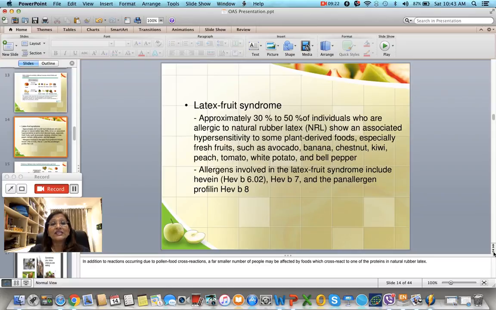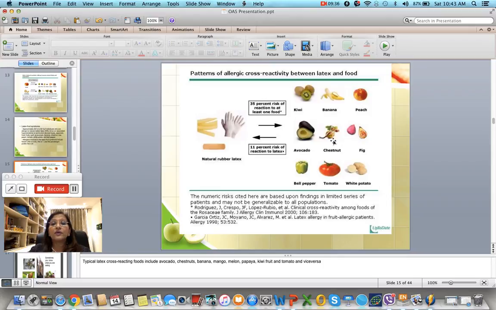There's also latex fruit syndrome, where approximately 30 to 50% of individuals who are allergic to natural rubber latex also show hypersensitivity to other fruits and vegetables like avocado, banana, kiwi, figs, chestnuts, and vice versa. People who are allergic to these fruits and vegetables also have an 11% risk of reacting to latex.